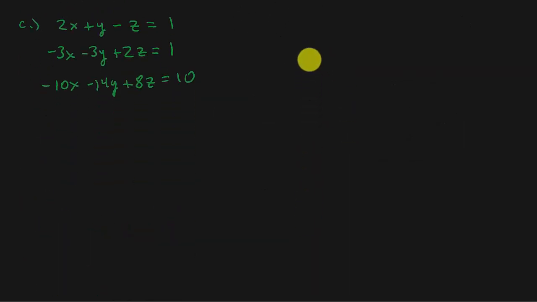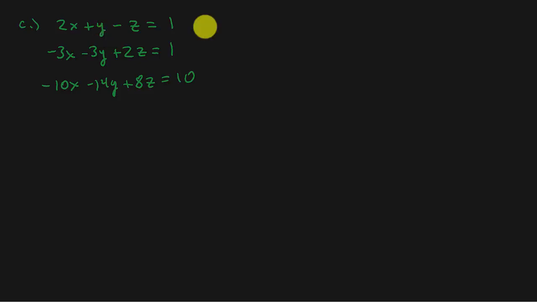All right. We've got 2x plus y minus z equals 1. Negative 3x minus 3y plus 2z equals 1. And negative 10x minus 14y plus 8z equals 10. So let's go ahead and solve this. So I'm going to take the first equation, I'm going to pair it with the second and the third. Okay, so let's do that.